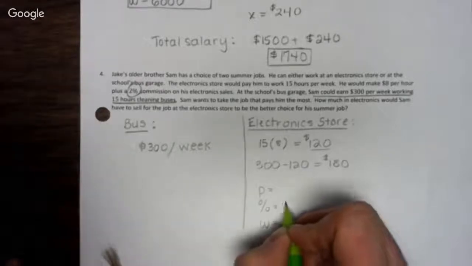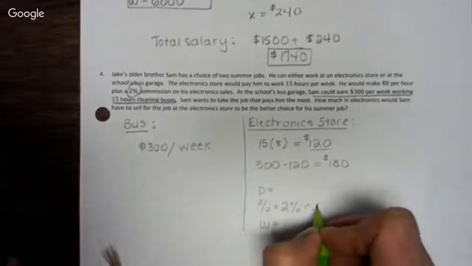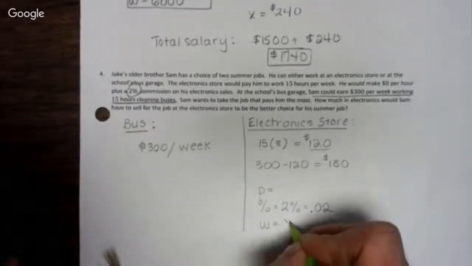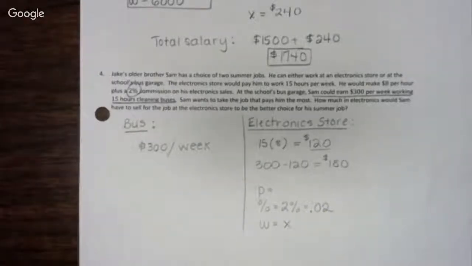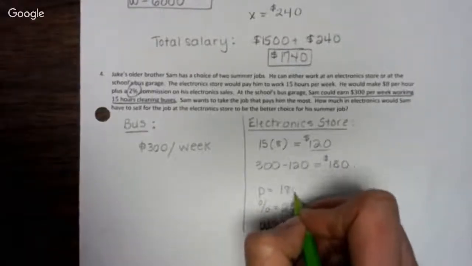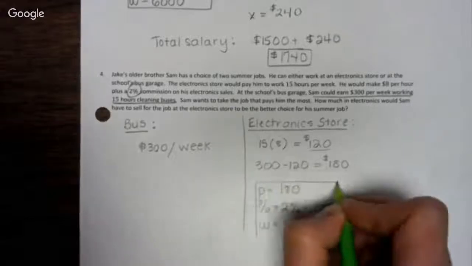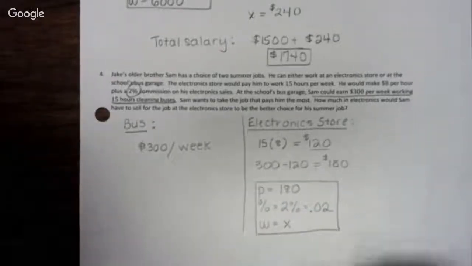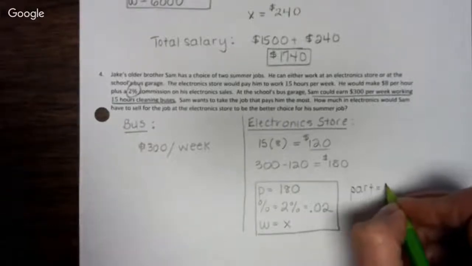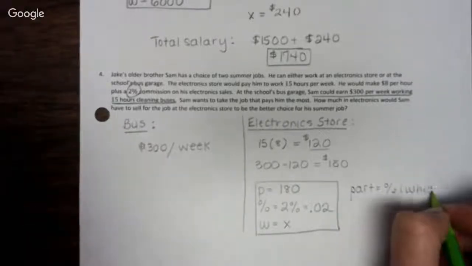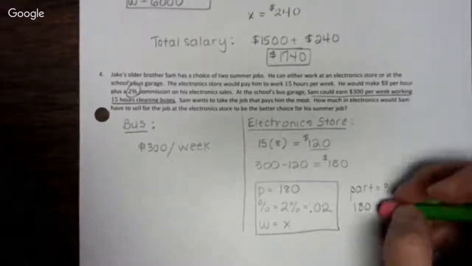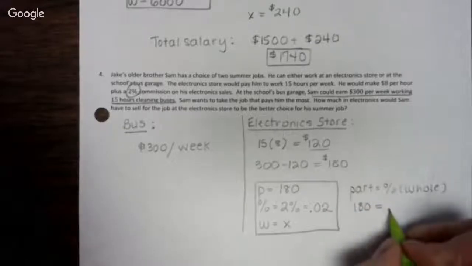So it says that he's earning 2% commission, so 0.02. We want to know what his sales would be, which would be X. And we know that we want to earn $180 in commission. Remember, your part is the amount of commission, so that would be $180. So I'm going to set up my equation. Part equals percent times whole. 180 is my part. My percentage is 0.02.